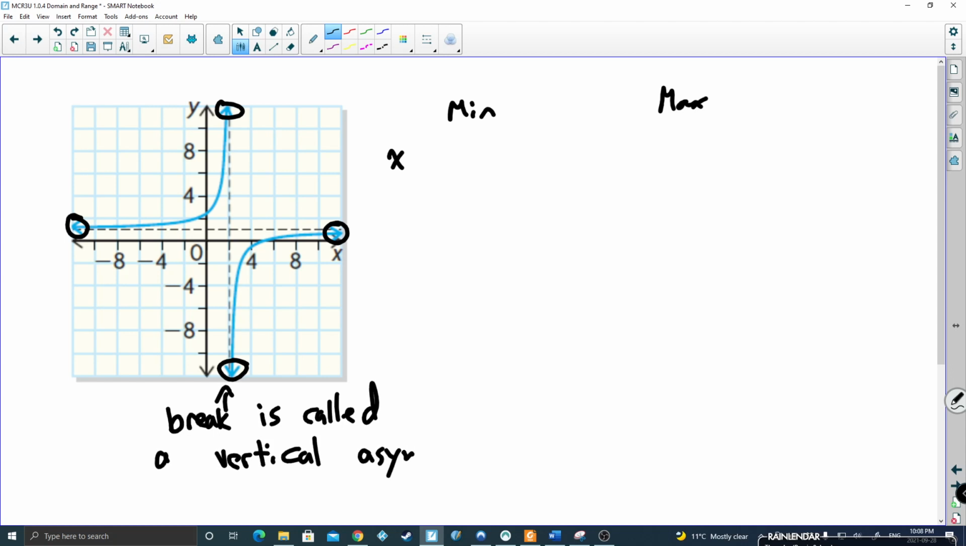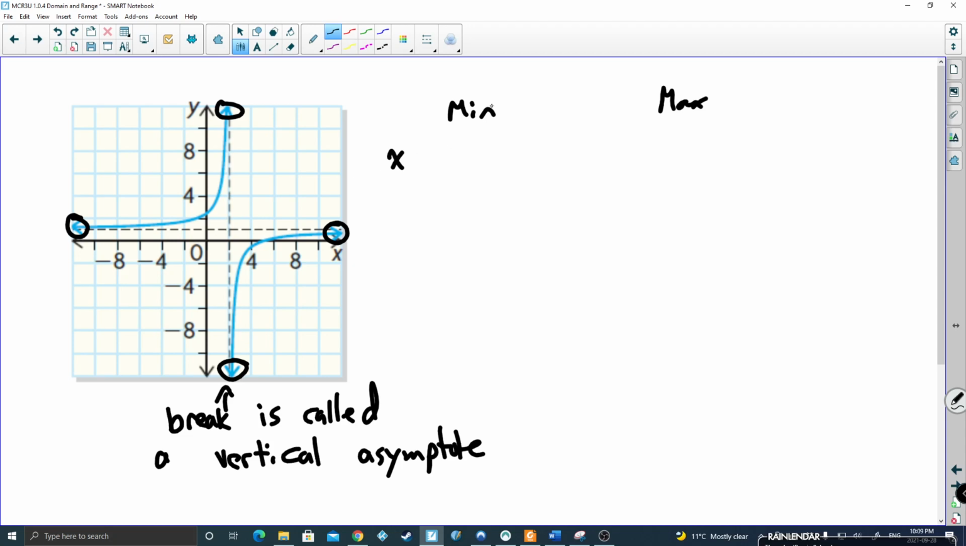Big word here. Anytime you have a situation where a graph skims along a part of the x and y axis and doesn't actually touch that spot, it's called an asymptote, and that is actually a break in the graph. So we have to talk about that break.